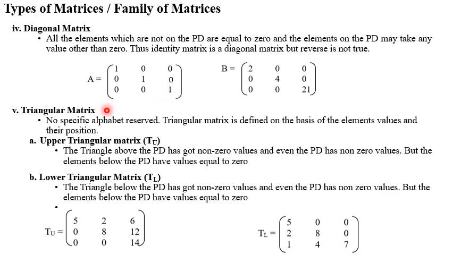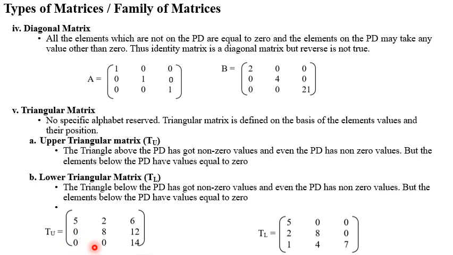Triangular matrix. No specific alphabet is reserved for this. A triangular matrix is defined on the basis of element values and their position. The first one is referred to as upper triangular matrix. The triangle above the principal diagonal has non-zero values, and even the principal diagonal has non-zero values, but the elements below the principal diagonal will always be equal to 0. That is an upper triangular matrix.